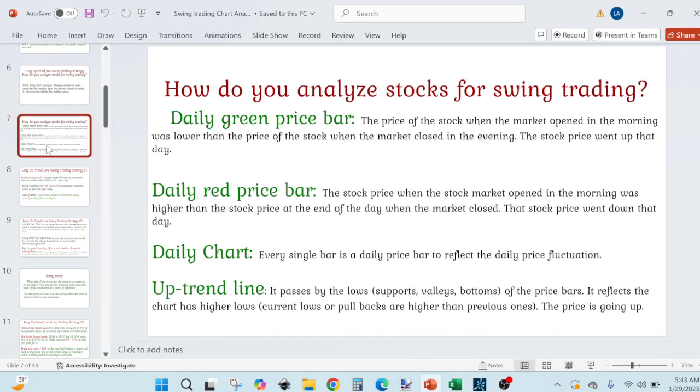On the daily chart, you have your green bar. Those are days that the price went up. The ending price at the end of the day was higher than the morning price. Then you have your red price bar where the price dropped that day. You can swing trade on a daily chart, and that's what we do.